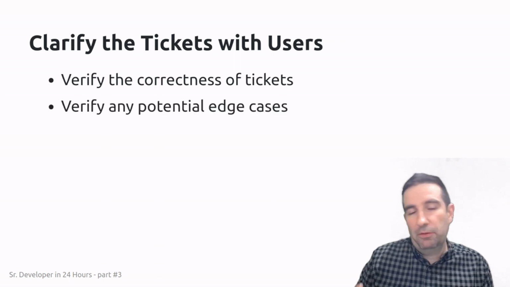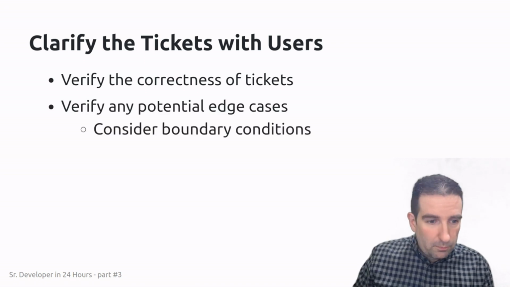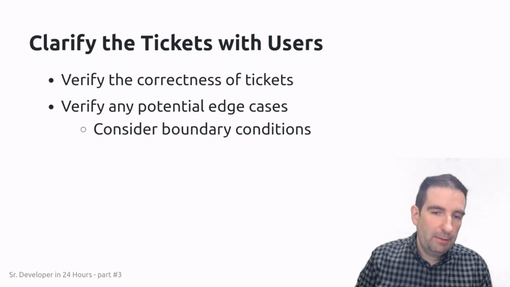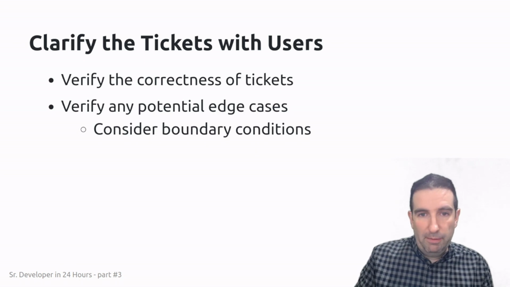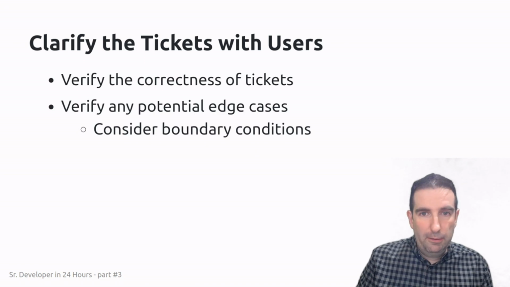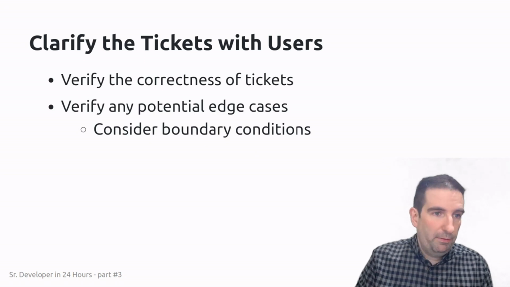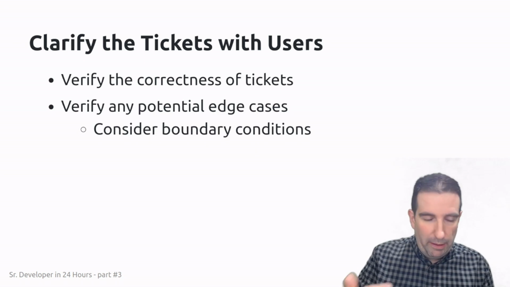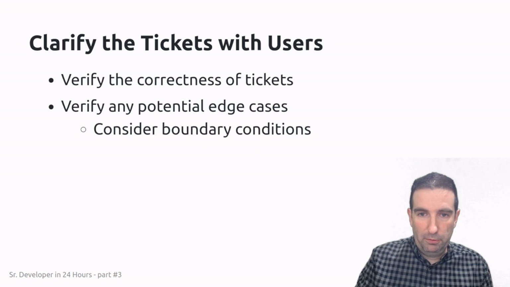At this stage, it is also very important to start thinking about edge cases. We want to consider what happens at the boundaries of what we're trying to do. For example, if we are processing some kind of records, what happens if we get 0 records, what happens if we get 1 record, what happens if we get more than the maximum number of records that we are supposed to accept, all of those things.